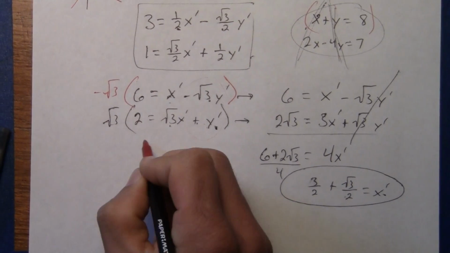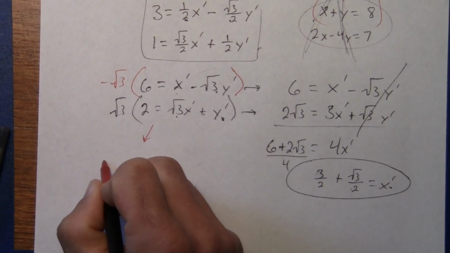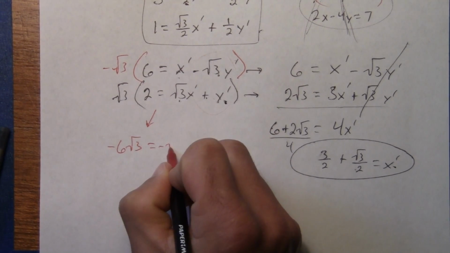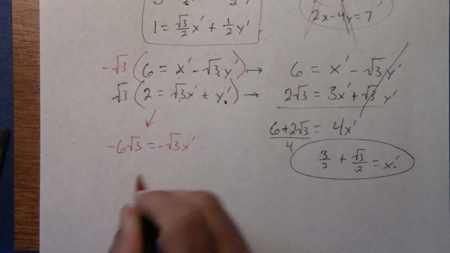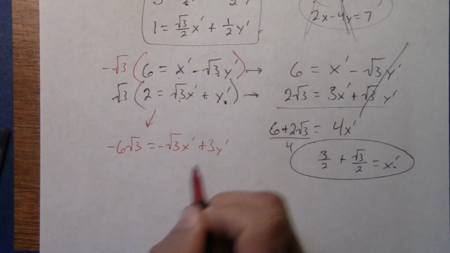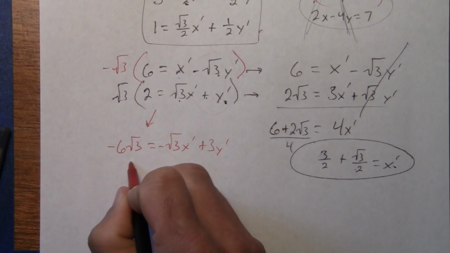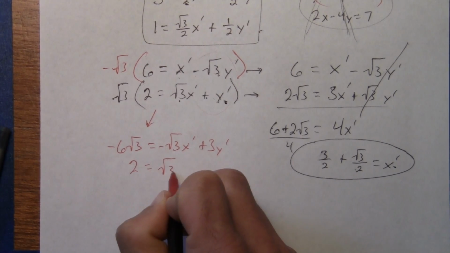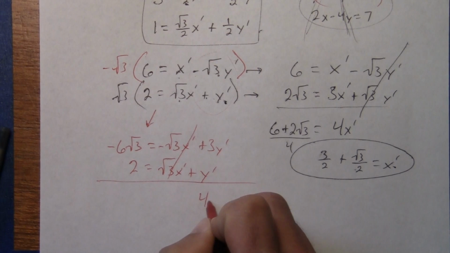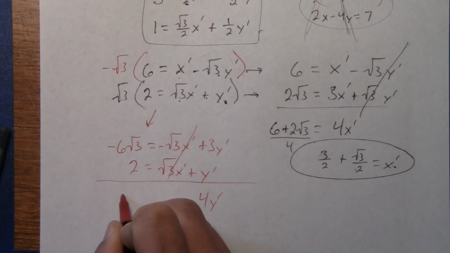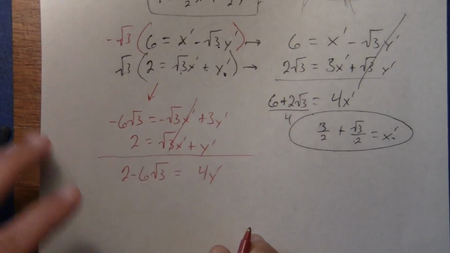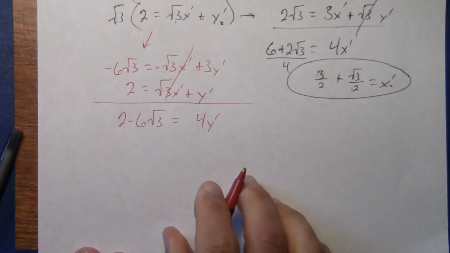So if I do that, that's going to give me -6 square roots of 3 is equal to -square root of 3 x prime plus 3 y prime. The bottom equation, I'm leaving it alone. It's 2 is equal to positive square root of 3 x prime plus y prime. They cancel. I get 4y prime is equal to, and again, they're not like terms, so just like the other one, I end up with 2 minus 6 square roots of 3.